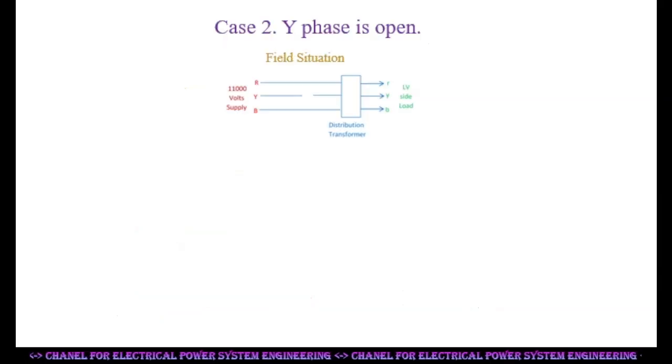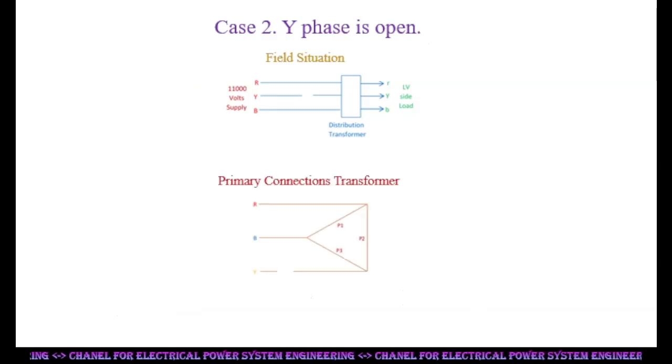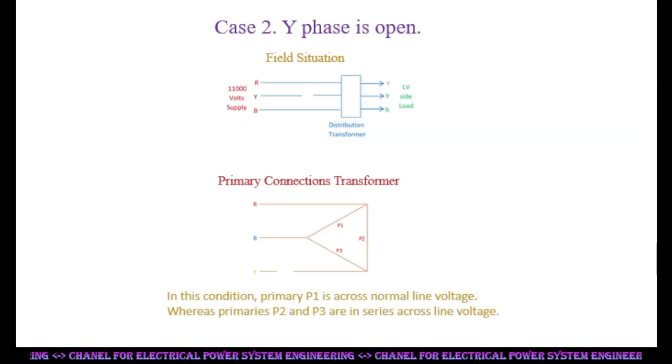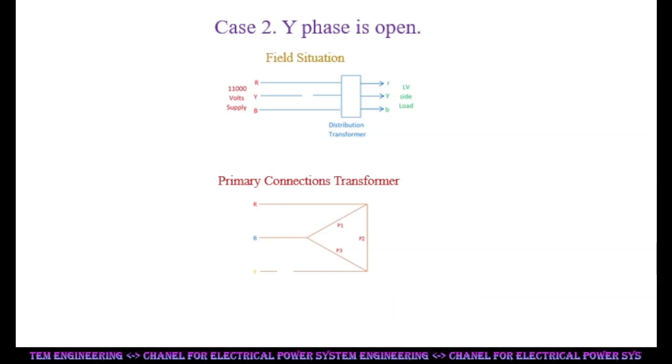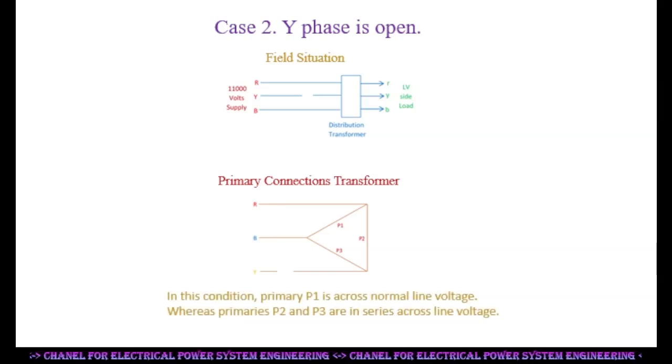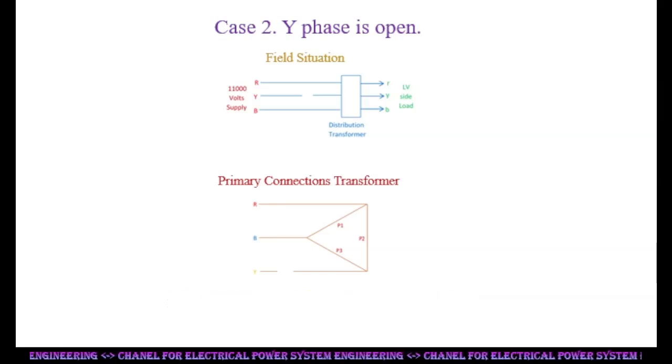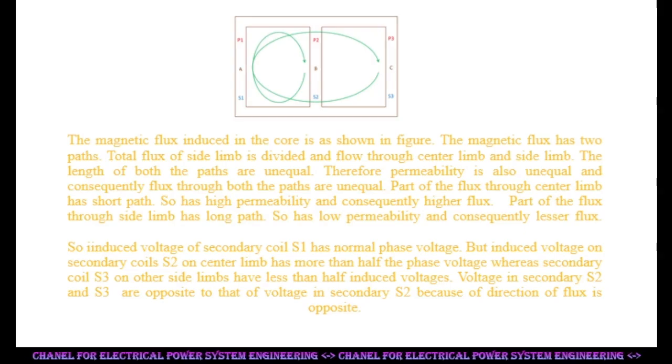Case 2. Y phase is open. In this condition, primary P1 is across normal line voltage, whereas primaries P2 and P3 are in series across line voltage. The magnetic flux induced in the core is as shown in figure. The magnetic flux has two paths.